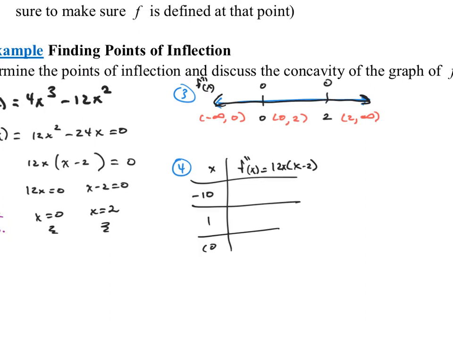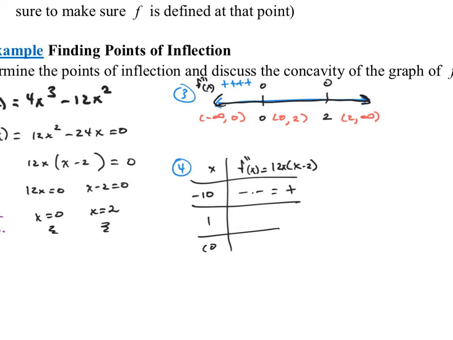So I'm going to think about this. Plugging negative 10 into 12x would give me a negative value. And plugging negative 10 into x minus 2 would be a negative value as well. And a negative times a negative is a positive. So on that interval, from negative infinity to 0, I tested the number negative 10. It was positive, so every number that I plug in that interval must be positive.